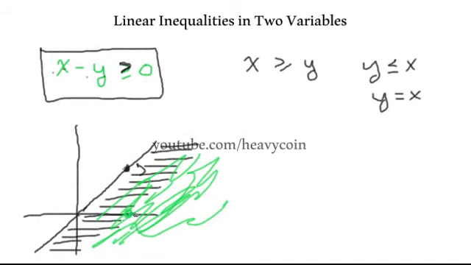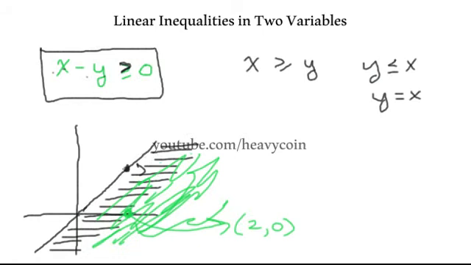If I were to pick a point, let's say right here on the x-axis, we'll call that point 2, 0. If I were to plug that in here, 2 minus 0 is 2, and 2 is greater than or equal to 0. So everything on this side of the line is our solution to our inequality. Alright, simple enough.